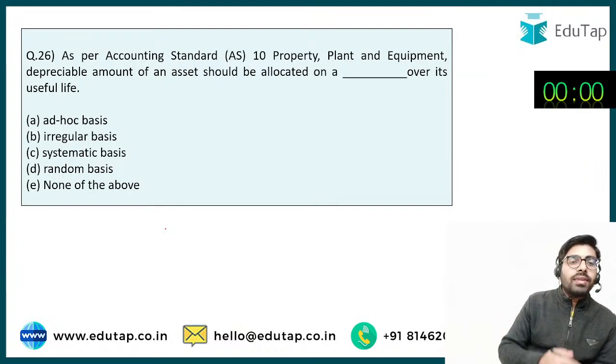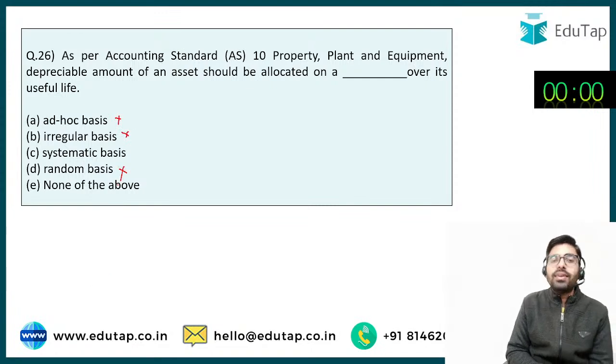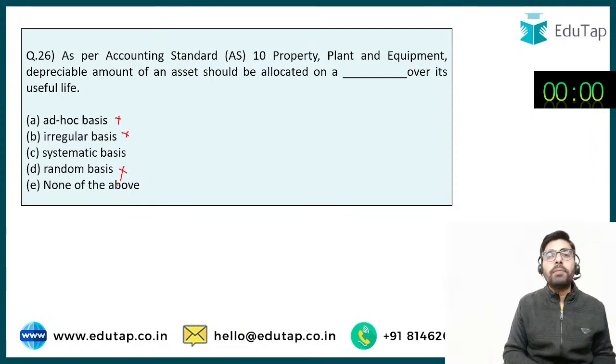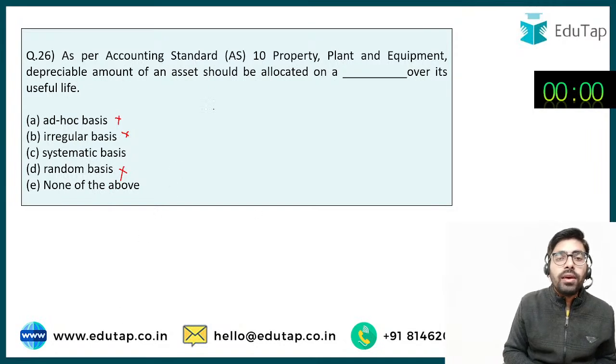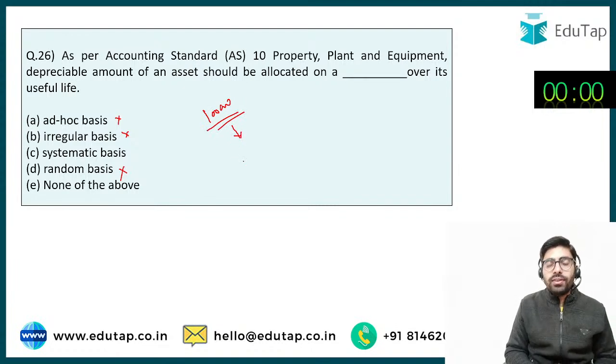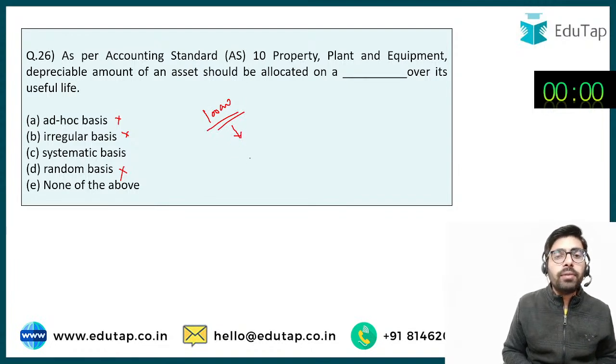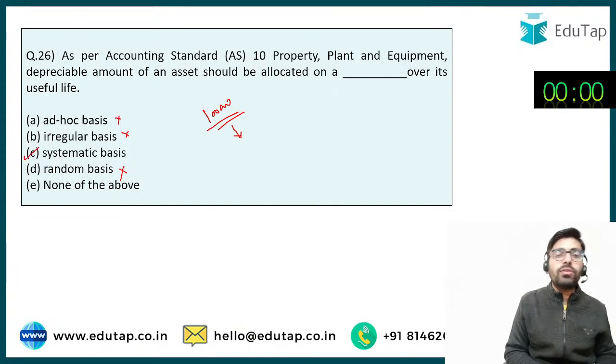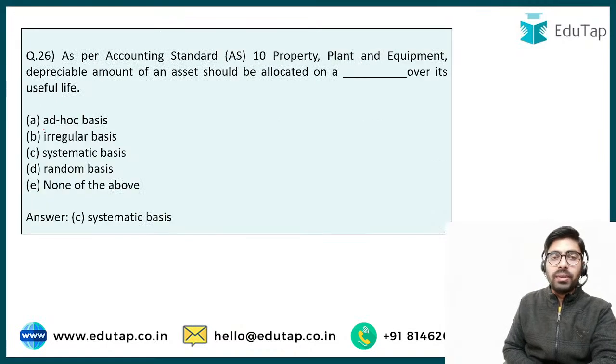Everyone is saying systematic basis. So you can easily make out that ad hoc basis is not going to be the answer, irregular basis is not going to be the answer, random is not going to be the answer. So the depreciable amount of an asset. Remember, when we bought furniture of rupees 1 lakh, we were allocating this 1 lakh over a period of 5 years. So it is to be done on a systematic basis. You cannot just do it randomly. You have to do it on a systematic basis. So the answer is going to be option number C.